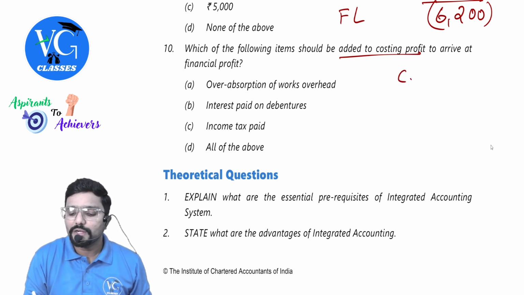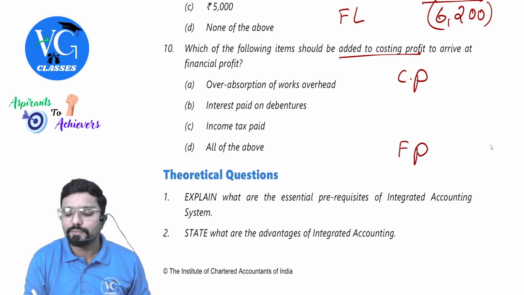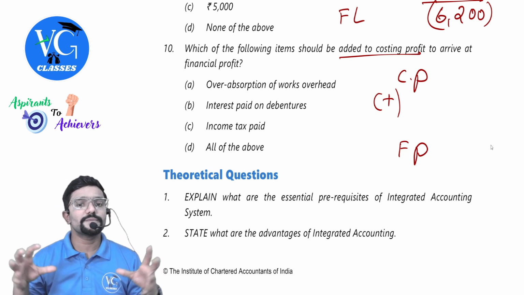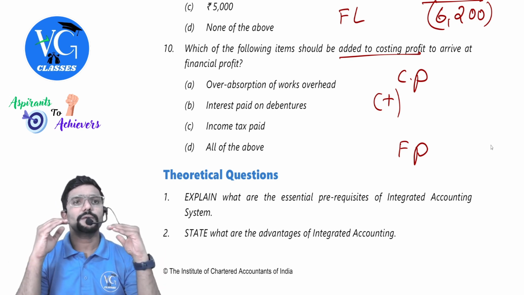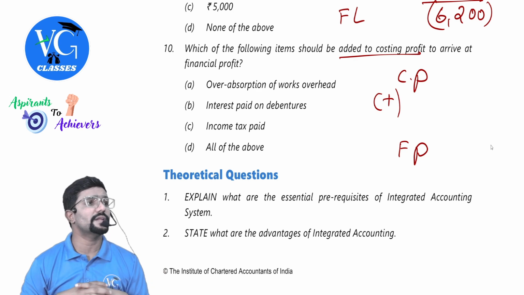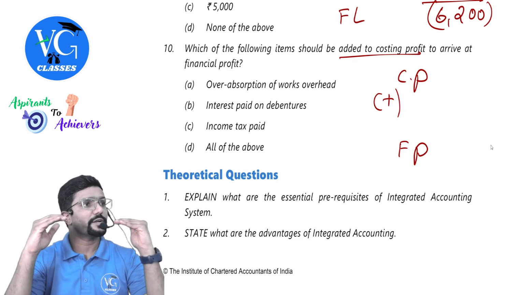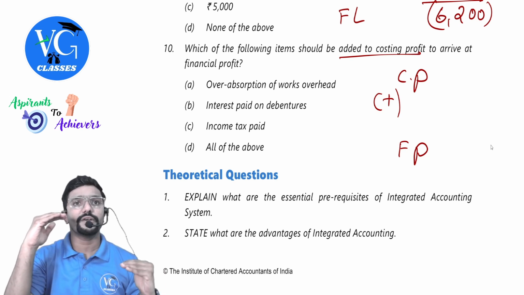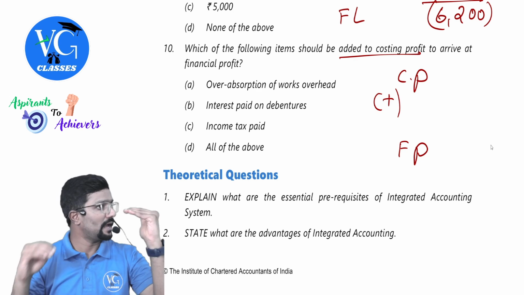Guys, now we are in costing profit. We need to find financial profit. They are asking what to be added. So we'll see one by one. Over absorption of work overhead. Guys, over absorption means we have charged more expenses in costing books. Because of it, my costing profit has come down. If I have to match it with financial profit, what should I do? Add it up.